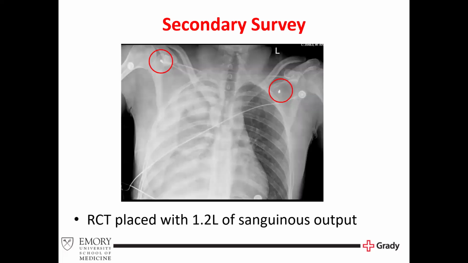This was our chest X-ray, and you can see where his 2 ballistic wounds were. He was significant for a large right hemothorax. We placed a right-sided chest tube, which put out 1.2 liters of sanguineous output. And our repeat chest X-ray looked like he had resolution of his hemothorax. Given his stability, we elected to go to the CT scanner.